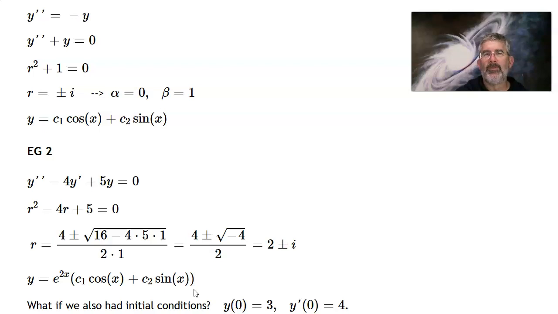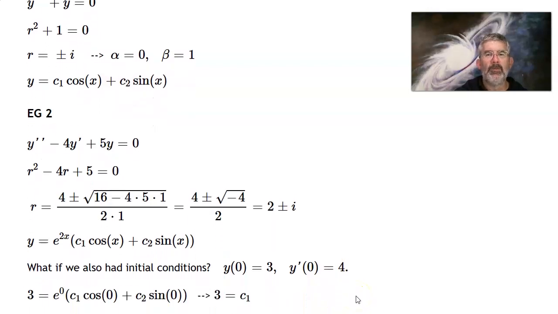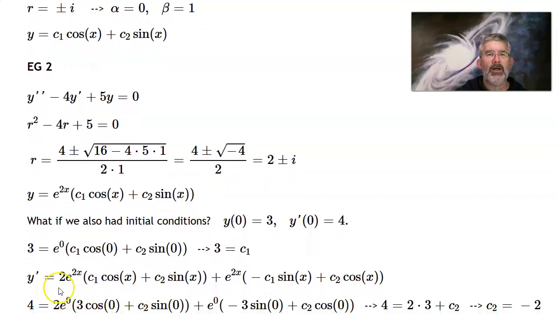There's my general solution. Now, just for the sake of example, what if we also had an initial condition? What if we also knew that at x equals 0, we want the y value to be 3, and at x equals 0, we want the slope to be 4? Well, plugging in that first initial condition is straightforward enough. You plug in 0 for x, and you say I want to get 3 out. Nicely, the sine of 0 is 0, so the c2 goes away, and we just get that c1 equals 3.